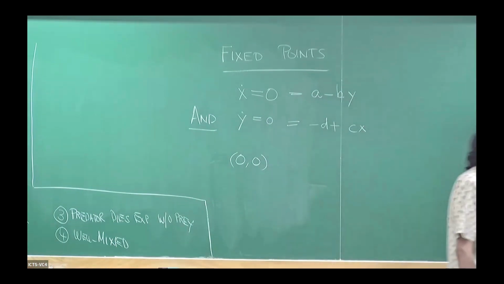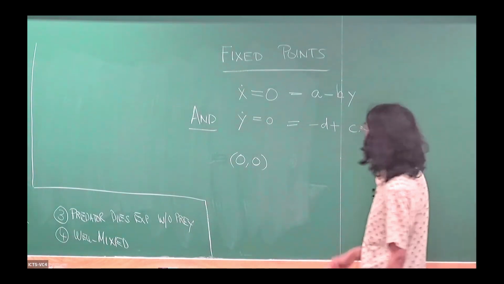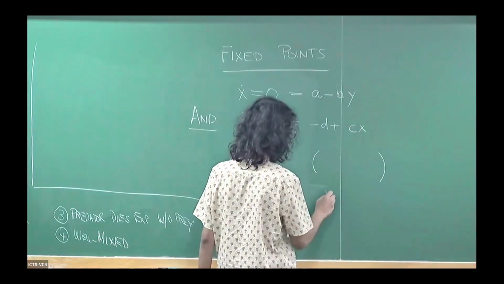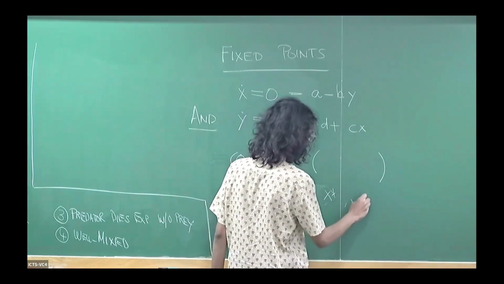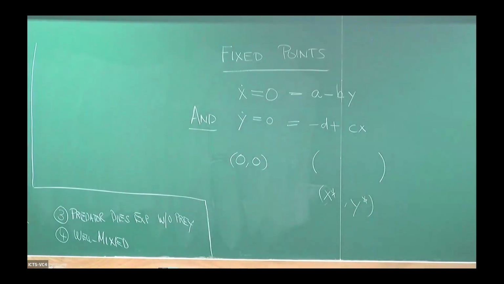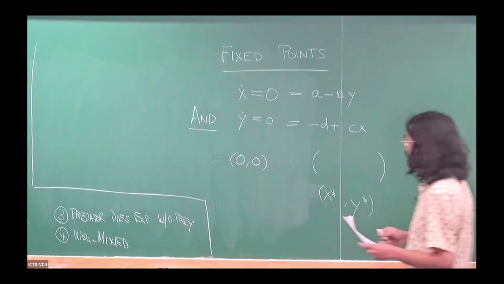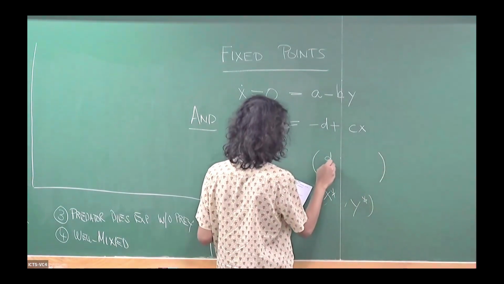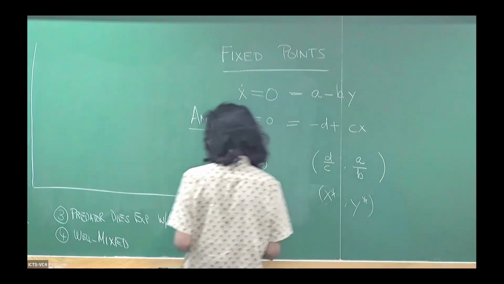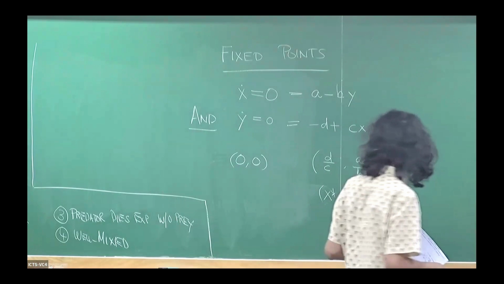Do people agree? And that lets us solve for x star and y star. What's that? Can people tell me really quick? D by C, A by B. Right. Okay, any other fixed points?